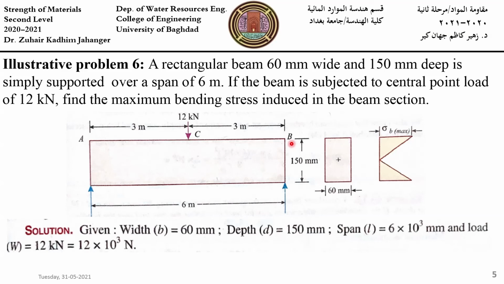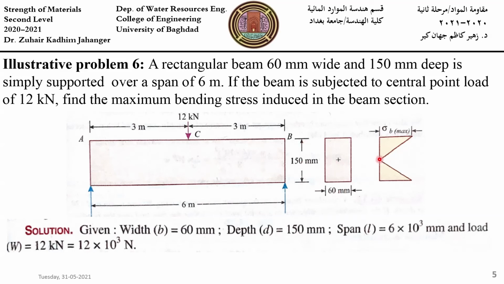for your note. So the new thing in this lecture is illustrative problem number 6, as shown in this slide. A rectangular beam 60 mm wide and 150 mm deep is simply supported over a span of 6 meters. If the beam is subjected to a central point load of 12 kN, find the maximum bending stress induced in the beam section. So it's a 6 meter span with a central point load of 12 kN and a section of 150 deep and 60 mm wide.